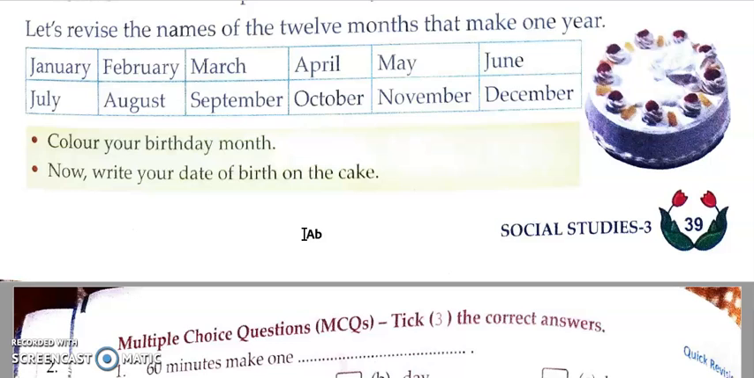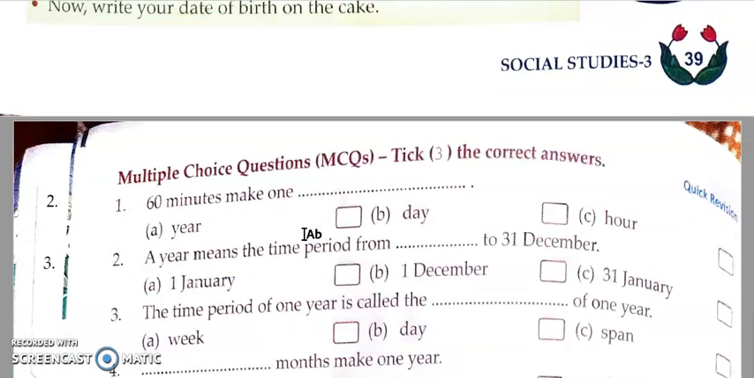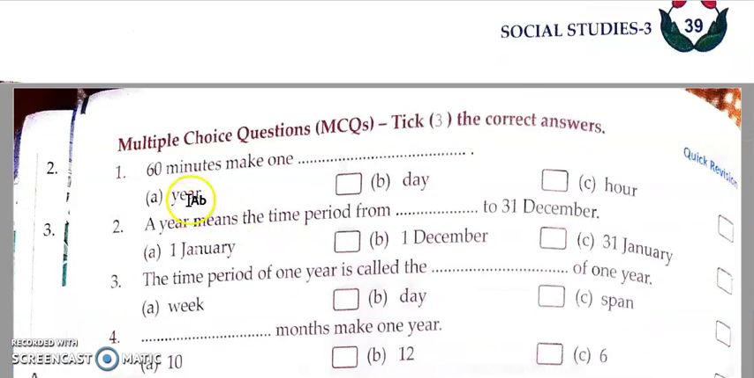Okay, now on the next page, MCQs are there. 60 minutes make 1 year, day or hour. What will be the answer? The correct answer is hour.